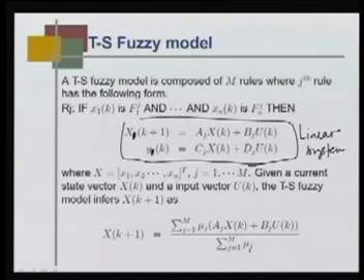So, this is how we do it. First, a TS Fuzzy model: we have m rules and this is my jth rule, and for the jth rule this is my x(k+1). I multiply it with the corresponding membership function associated with the rule, and then I sum such quantities for each rule from 1 to m, and then I divide that quantity by the summation of all the membership functions, that is mu j.